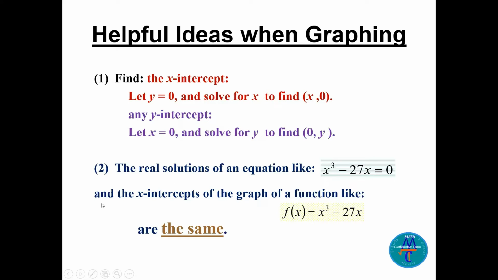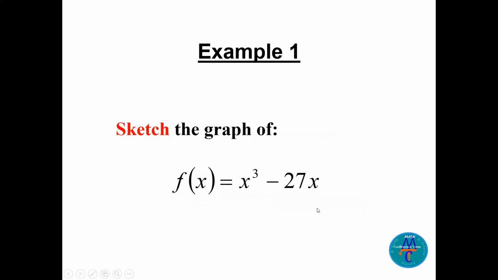The real solutions and the x-intercepts of the graph of a function, they're very similar. Look, this is the function, x cubed minus 27x. If we make it an equation, that means we are finding the real solution or the x-intercept of this function. So the zeros or the roots or the solution of this equation are the x-intercept of this function. They are the same. Let's start with example number 1.